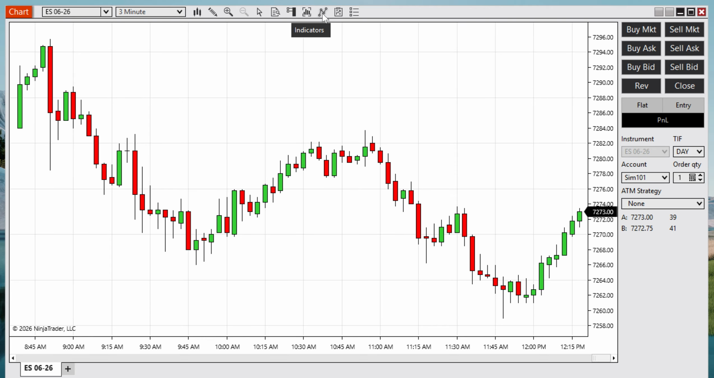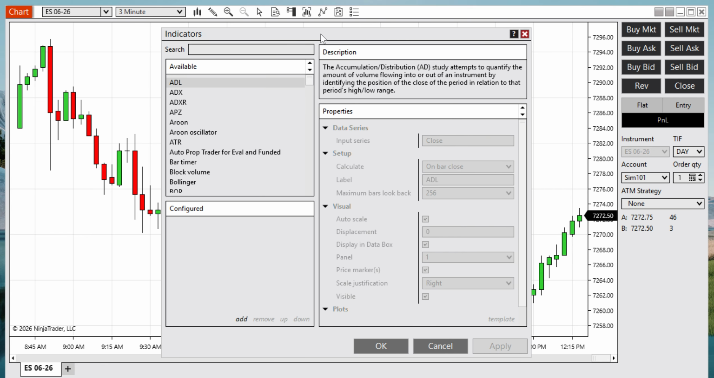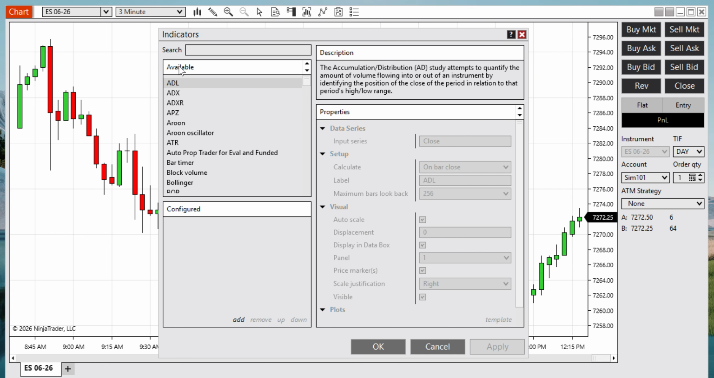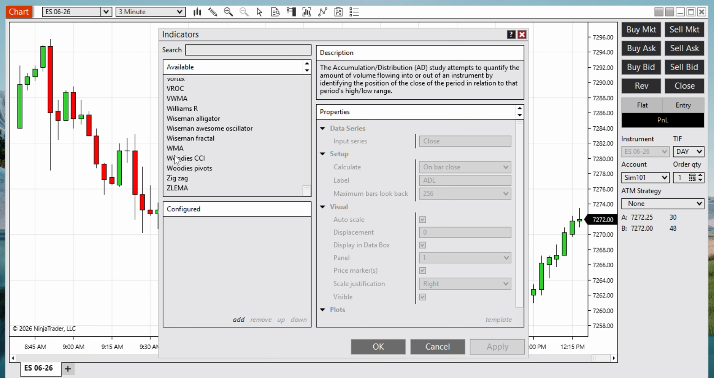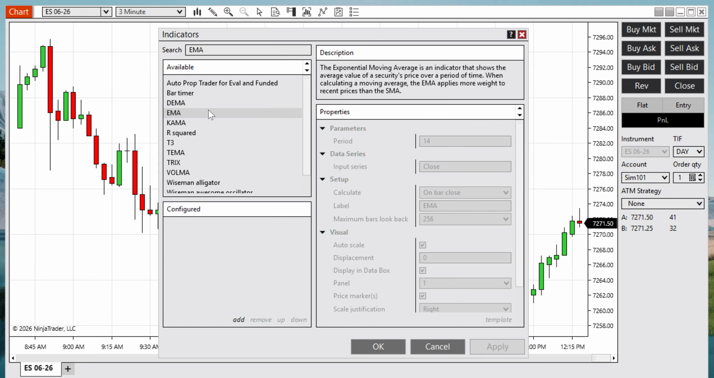And then next is the indicators. Okay, indicators. If you click on indicator, you get this window. So here, available indicators. There are already a lot of technical indicators available here. All these are NinjaTrader provided indicators. So if you want an indicator, let's talk about one, EMA. Let me search for EMA. Do I have EMA? Yes. This is exponential moving average.